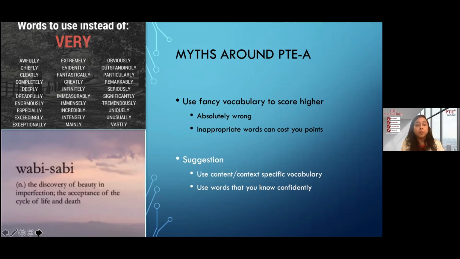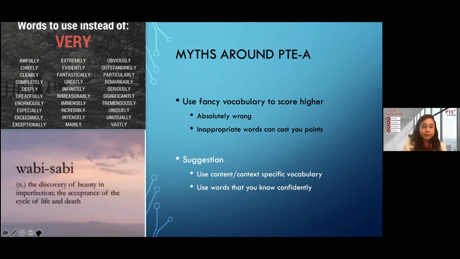Now, for example, in the picture here, there are two pictures. On the top one, words to use instead of "very". It doesn't matter what the topic is, in every sentence you can use the word "very". Now, to avoid sounding monotonous or boring, you can use other words instead of "very", for example, extremely, obviously, remarkably, greatly. These are other synonyms of the word "very". You can experiment with fancy words for "very" because these words you can use in any context.